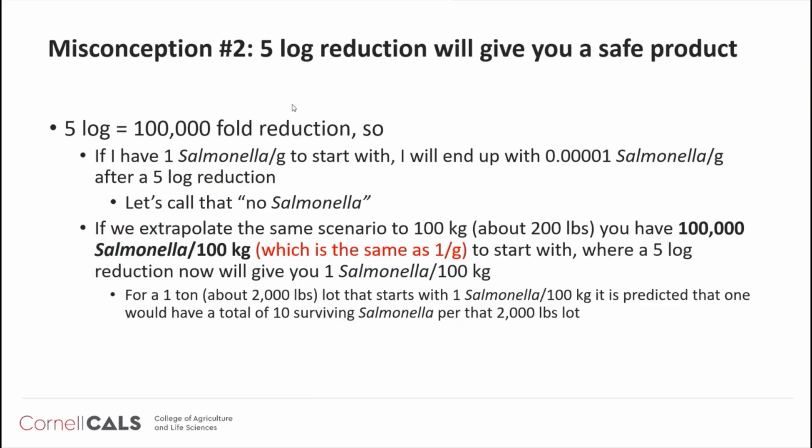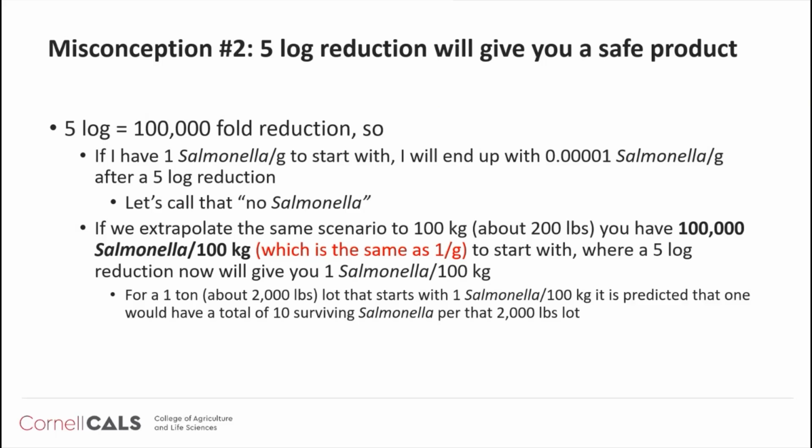Misconception number 2, 5-log reduction will always give you a safe product. Yes, you might be okay with a 2-log reduction, but 5-log reduction is always safe. Not the case. Let's do another little math exercise. So 5-log reduction is a 100,000-fold reduction. You have 1 Salmonella per gram. If you think of per gram, which is a very small amount, no one really consumes just a gram of almost anything except maybe spices, you will end up with 0.0001 Salmonella per gram after a 5-log reduction. And we can probably all agree that that's very, very small and that we might even be willing to say there are no Salmonella.